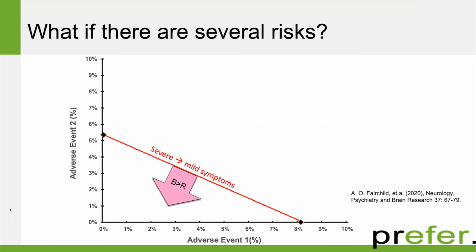So what if there's more than one risk? So that was a maximum acceptable risk for just one risk. Well, this is a technique that's becoming more popular. It's still very new, where you could look at multiple risks versus a given benefit. So here it's rather abstract.